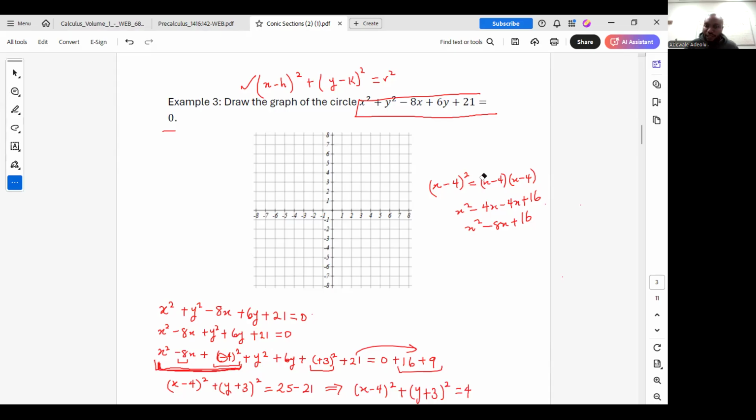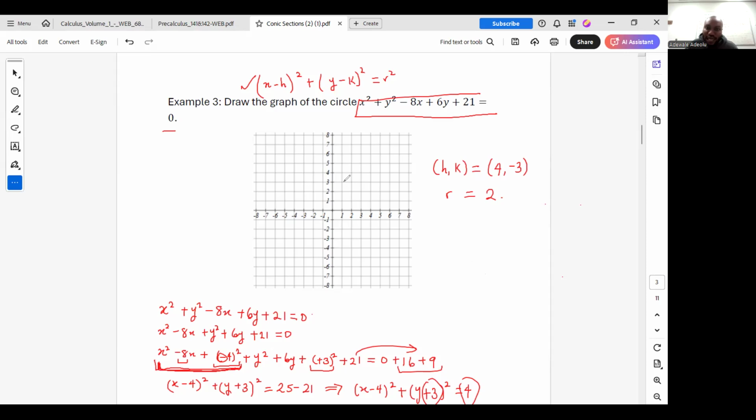And as you can see, we can now talk about the center and the radius. So in that case, our center, h comma k, is 4 comma negative 3. Since here is positive 3, k will be negative 3, and the radius is 2, right? Because r squared is 4, so the radius is 2.